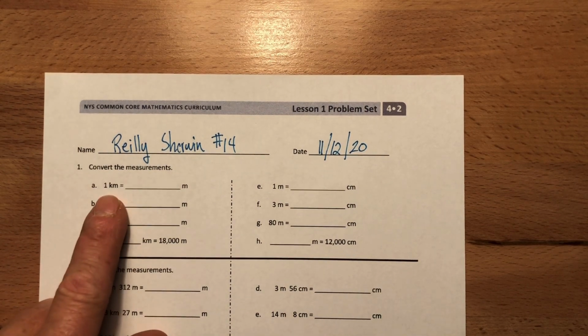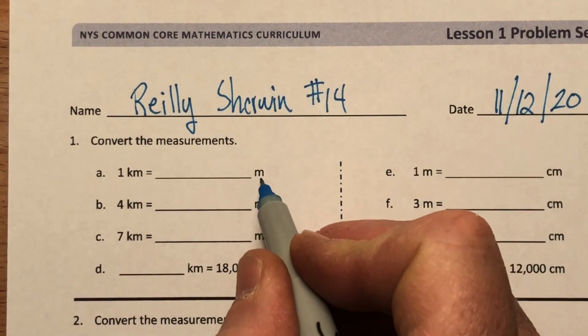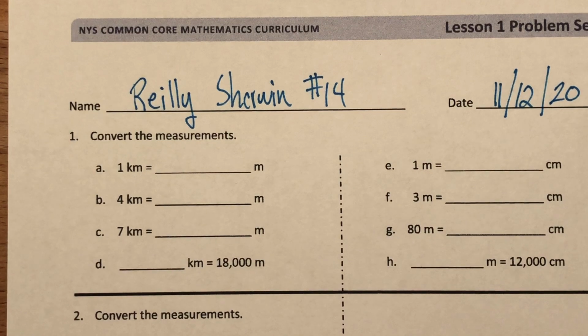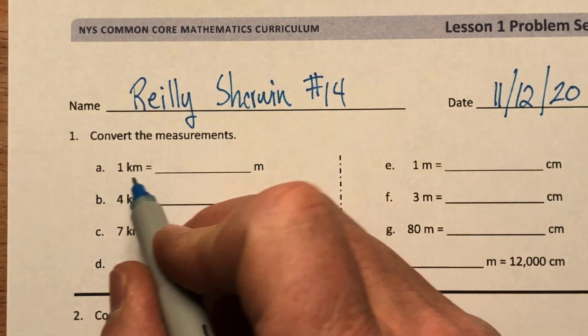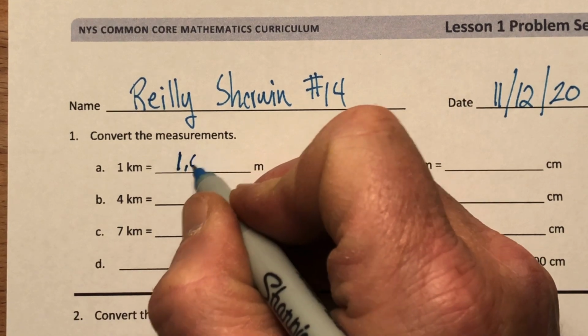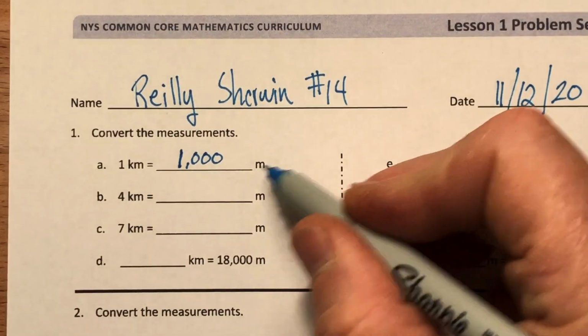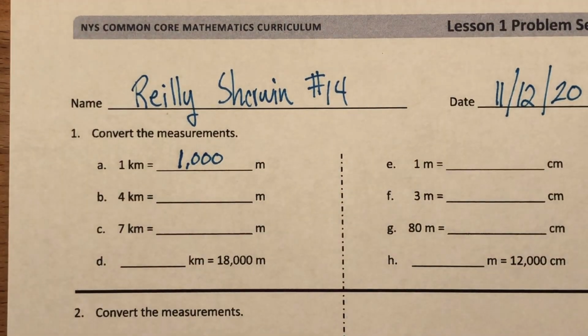So over here I see 1 km. And 1 km, which we learned the other day, was a kilometer. And we need to know how many meters that is. And I believe we do, all right? So we talked about 1 kilometer is equal to 1,000 meters. Okay, so we write in 1,000 there, and the label is already there for us, okay? Now, lowercase letters are how you write your abbreviations here, okay?